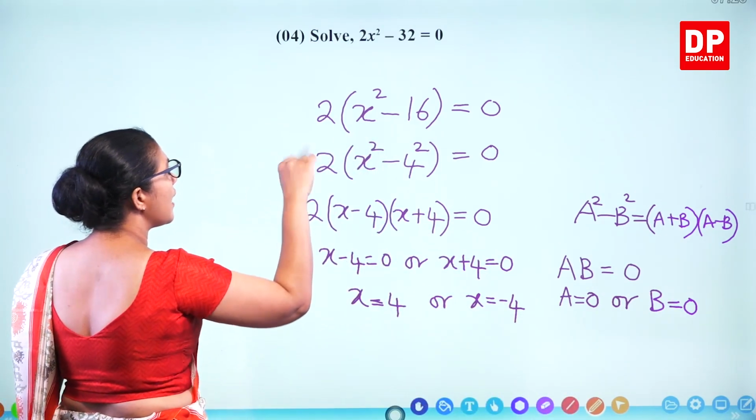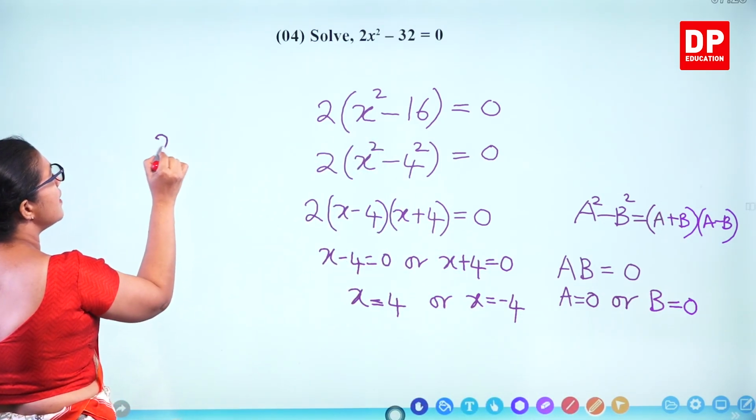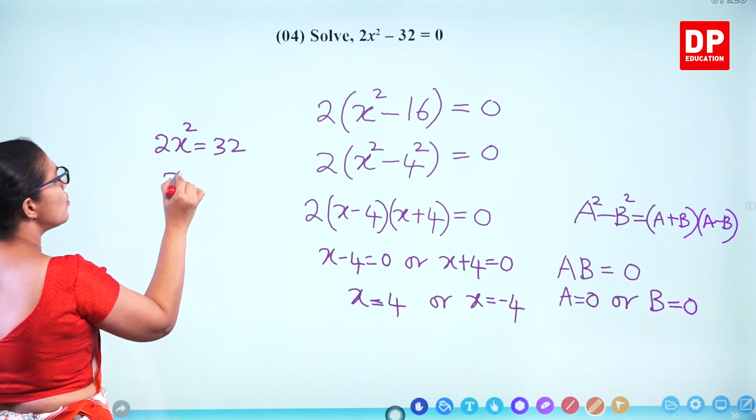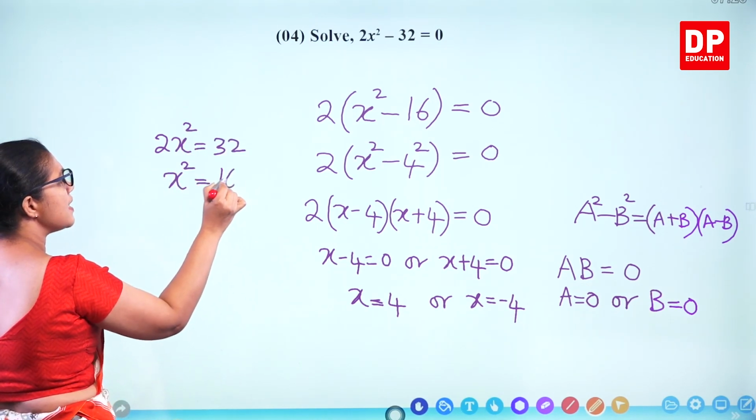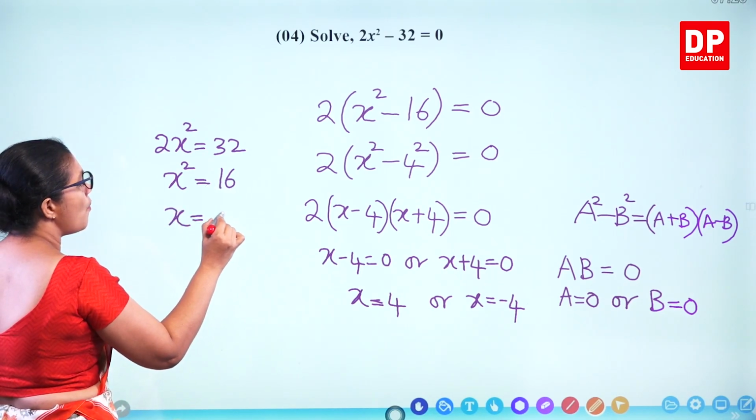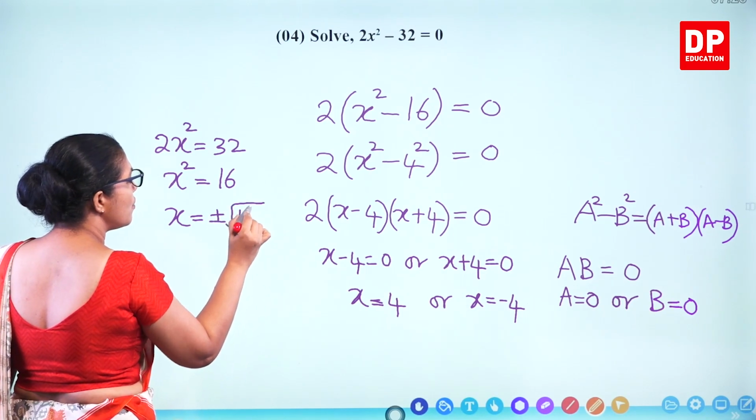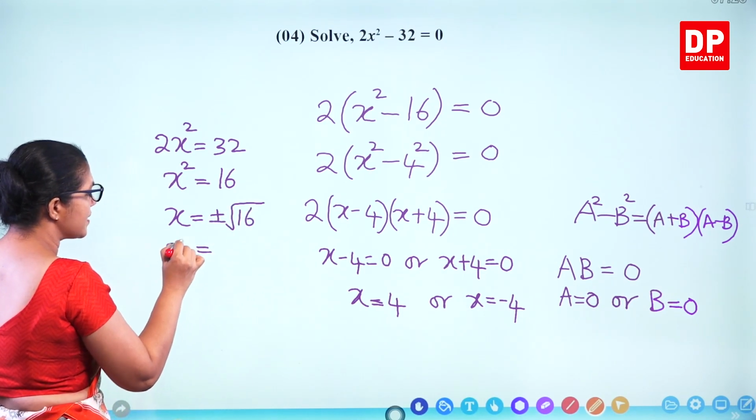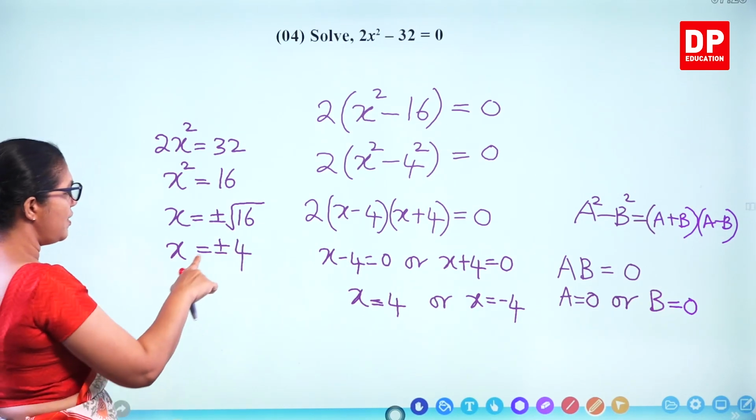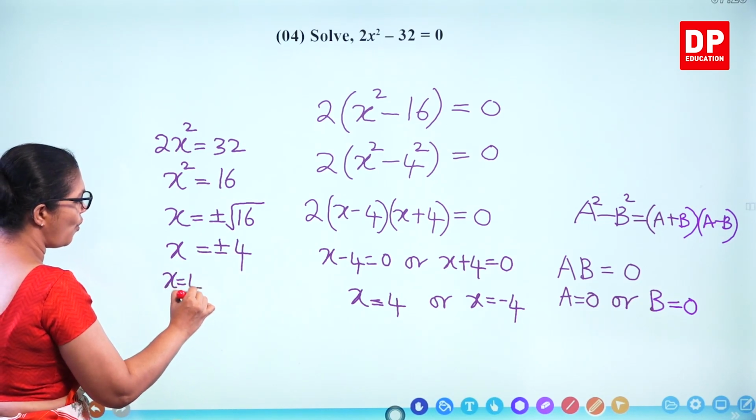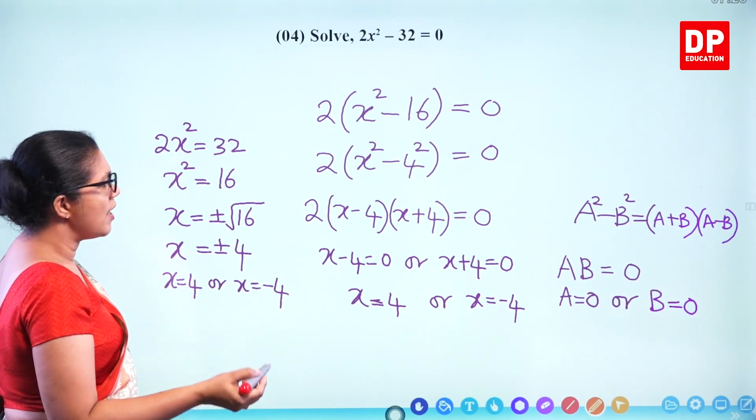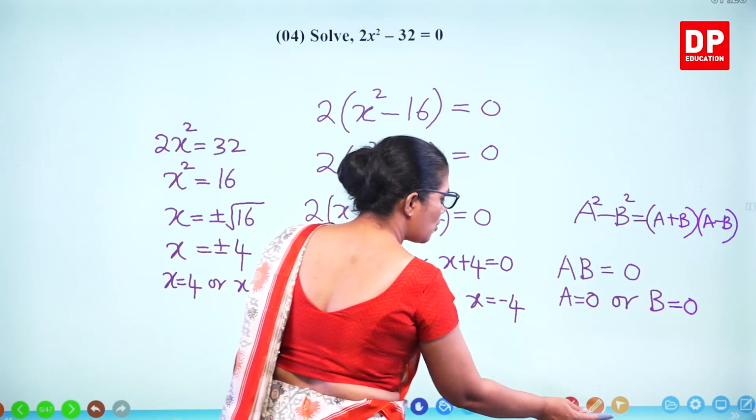I'll do it here. You can take 32 to the other side. 2x squared equals 32. Divide both sides by 2. x squared is equal to 16. Take square root. When you take square root, you can write plus or minus. Square root of 16 is 4. Then you get x equals plus 4 or x equals minus 4. You can use any method. So you get 2 marks for that.